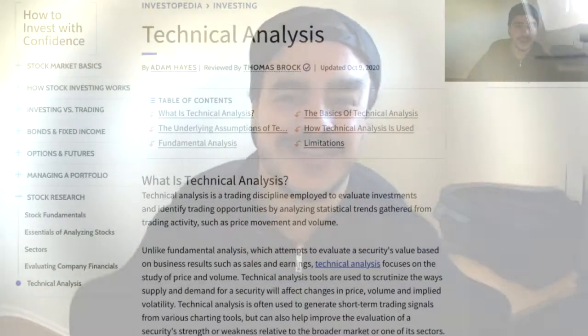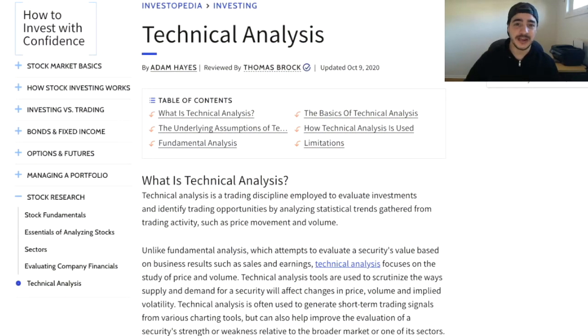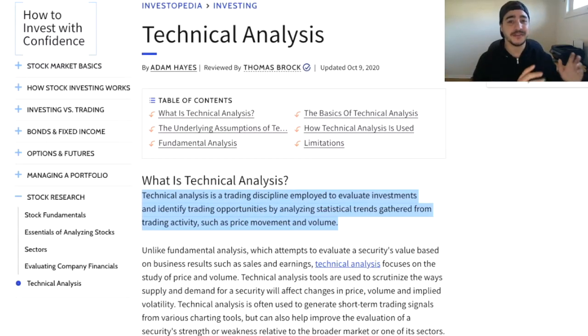Let's get started. Over here on Investopedia, which is one of my top investing sites that I use and recommend, we can look at the definition of technical analysis. Technical analysis is a trading discipline. So now we're moving over to trading in comparison to investing. Technical analysis uses different metrics in comparison to something like fundamental analysis. Definitely check out that video if you haven't already.